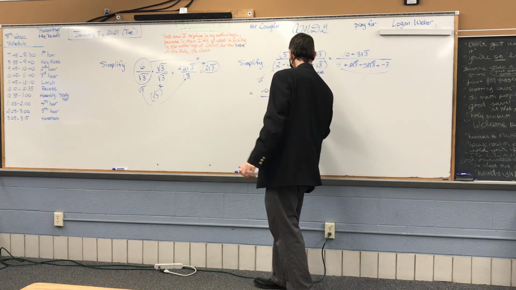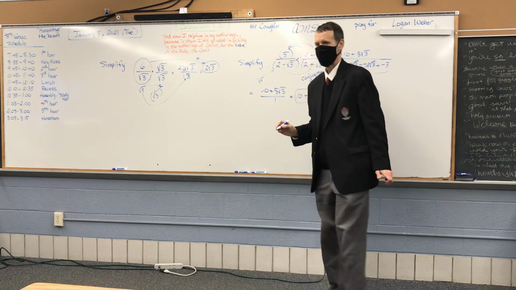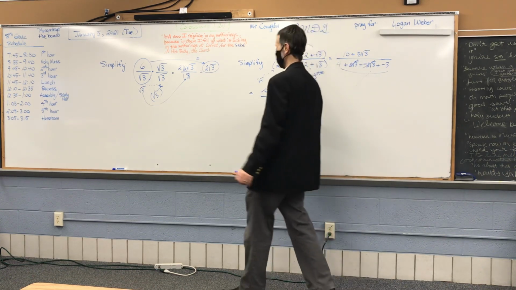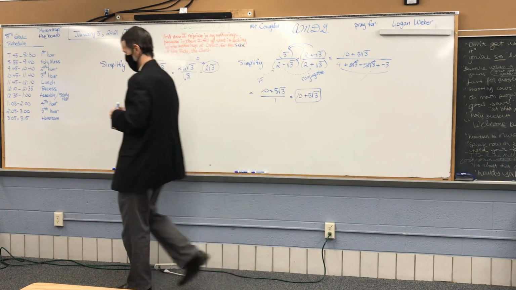Right, dividing by 1 doesn't do anything. 10 plus 5 radical 3, and you're done. Technically speaking, you divide both by 1, but that's kind of boring.